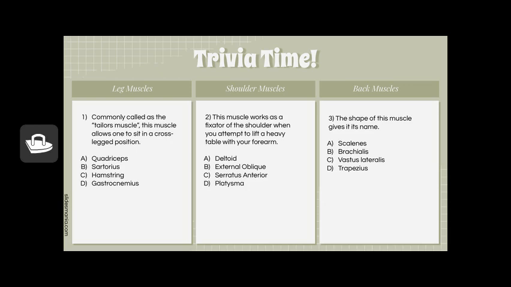All right, time is up. And if you answered B, sartorius, then you are correct. Next up, the answer to this one is going to be, hint, hint, a shoulder muscle. And this muscle works as a fixator of the shoulder when you attempt to lift a heavy table with your forearm. I'll go ahead and give you 5 seconds to answer. All right, awesome. If you answered A, deltoid, then that is the correct answer.